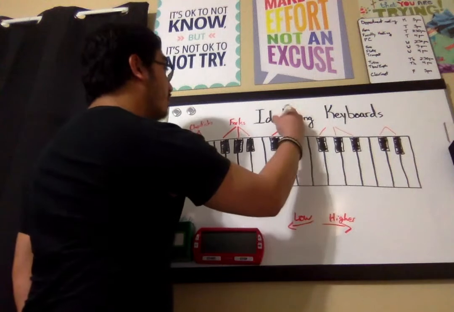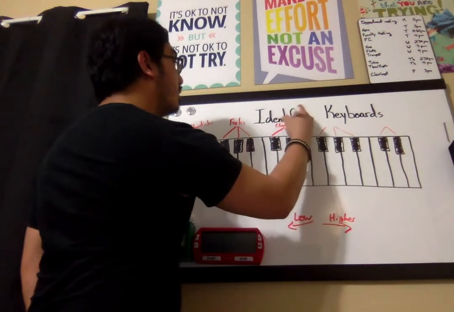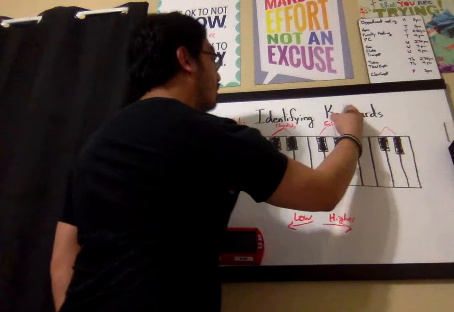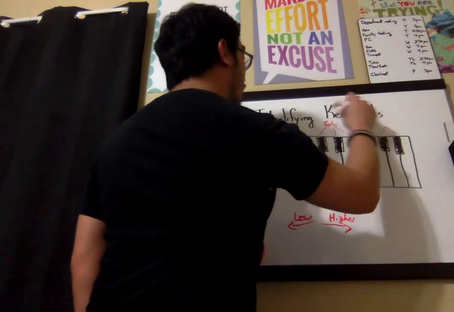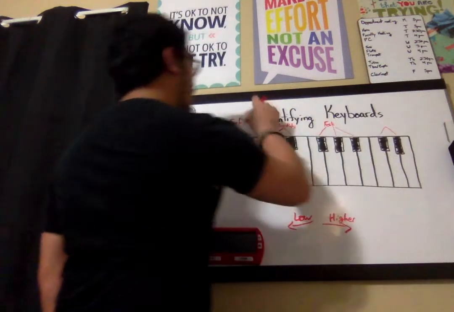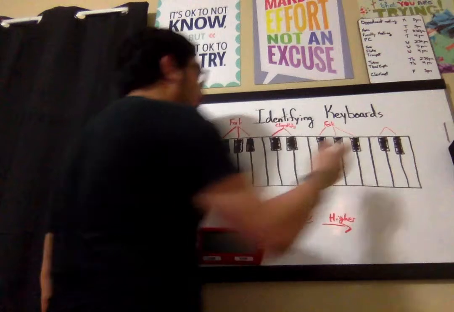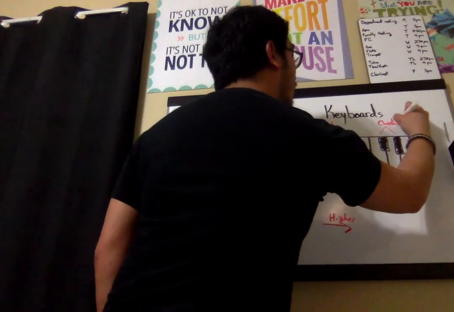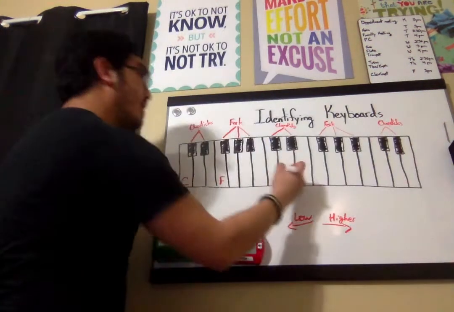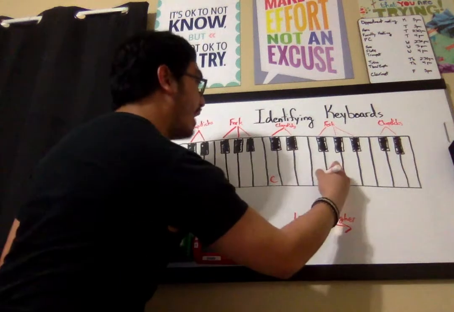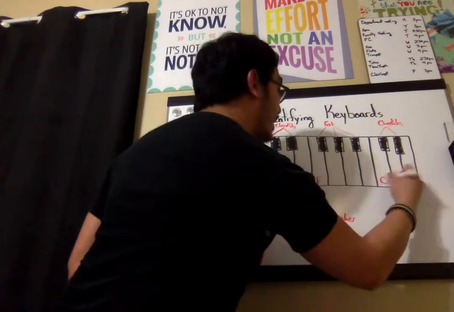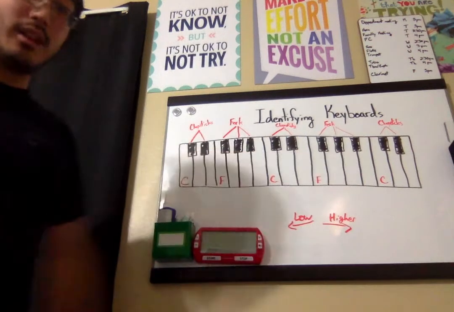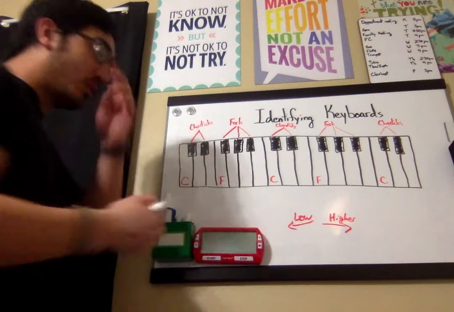So this would be chopsticks, forks, fork, forks. I guess it's really just one fork, right? Whatever. And then another chopsticks. So we know that this is C, this is F, and this is C. So we fill in the rest of the letters using the musical alphabet.